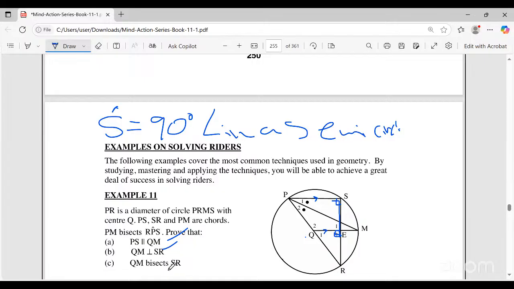Then we have the last question here. We are required to prove that QM bisects SR. Anyone with an idea? I think this just bisects that one. Theorem 1: do you still remember what Theorem 1 says? Perpendicular from the center to a chord bisects the chord. Yes, by just stating that reasoning, then you're okay.